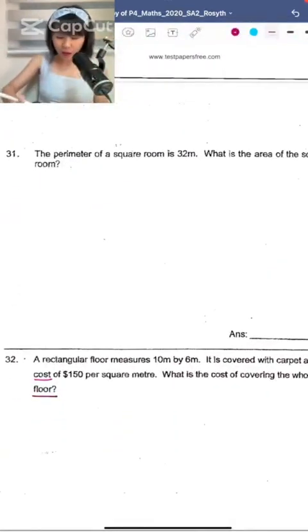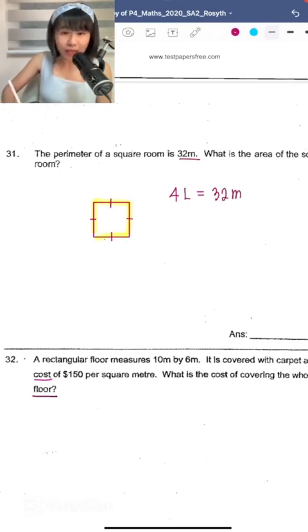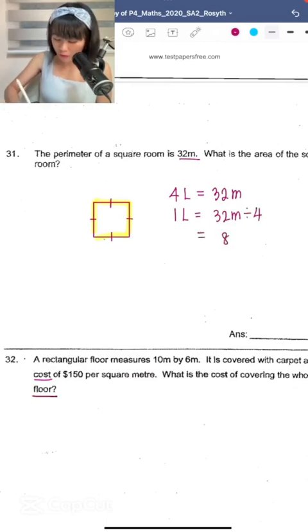Next one, 31, we have the perimeter of the square room is 32 meters. So remember, perimeter of a square is length plus length plus length plus length. Okay, 4 of the length give you the perimeter of 32 meters. So the first thing you can find is one length, right? You take 32 meters, you divide by 4, that will give you 8 meters for the length.